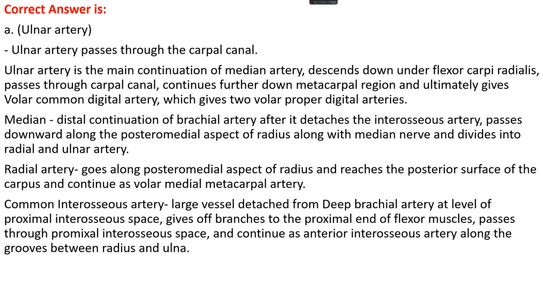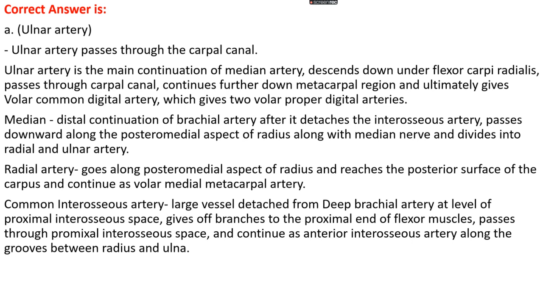It descends down under the flexor carpi radialis muscle, passes through the carpal canal, and continues further down into the metacarpal region, and ultimately gives the volar common digital artery, which gives two volar proper digital arteries. And we all know that the median artery is the distal continuation of the deep brachial artery after it detaches the interosseous artery. It passes downward along the posteromedial aspect of the radius along with the median nerve, and it divides into the radial and ulnar arteries.